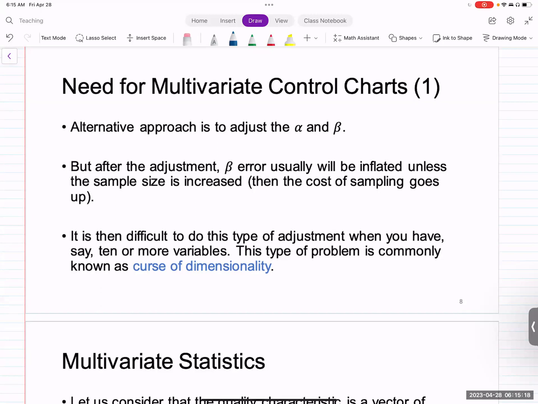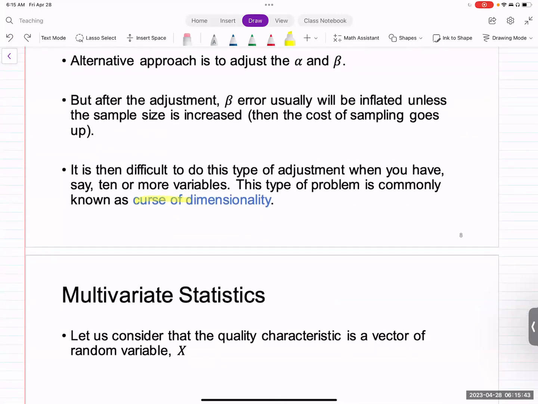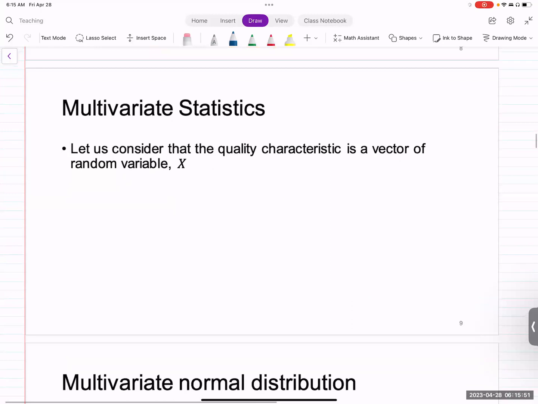And this problem actually gets worse if you talk about having hundreds of quality characteristics. You can't even track hundreds of quality characteristics on a control chart. It's just very challenging. And this is the problem that we typically call the curse of dimensionality, right? When you have lots of quality characteristics, it just becomes difficult to do any kind of analysis. So this is where multivariate statistics come into the picture. I'm going to spend some time telling you about multivariate statistics, and then we will develop the control chart.